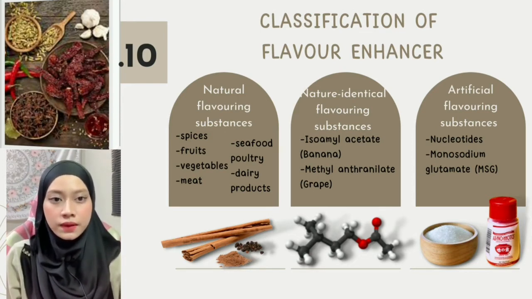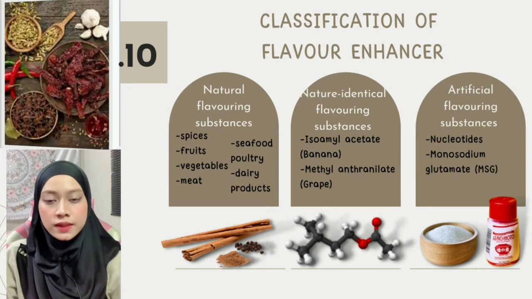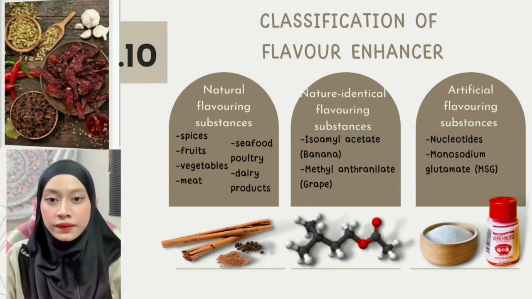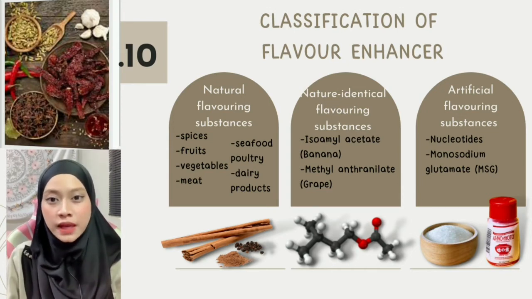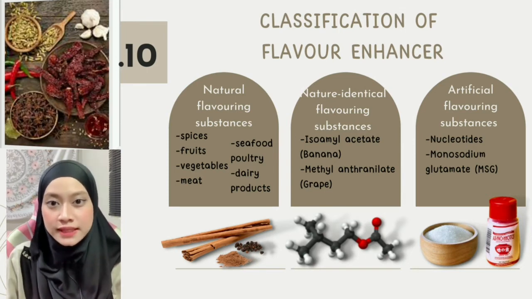Natural flavoring substances are flavoring substances obtained from plant or animal raw materials by physical, microbiological or enzymatic processes. They can be either used in their natural state or processed for human consumption, and cannot contain any nature-identical or artificial flavoring substances. Natural flavoring substances can be found in spices, fruits, vegetables, meat, seafood, poultry, and also dairy products. Next is nature-identical flavoring substances, meaning flavoring substances obtained by synthesis or identical to flavoring substances naturally present in products intended for human consumption. They cannot contain any artificial flavoring substances.